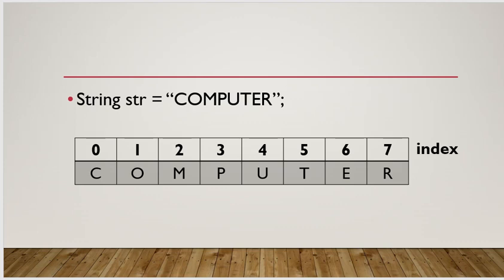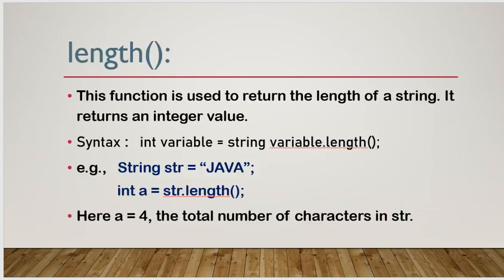Now let's talk about some string functions. The first function that we are going to explain is length. This function is used to return the length of a string, that is the number of characters present in the string. The return type of this function is an integer value. Here we have declared the syntax. We have taken a string value Java, and if we execute the statement int a equals str.length, the number of characters present in the string str is equal to 4. Therefore it will print the result as 4.